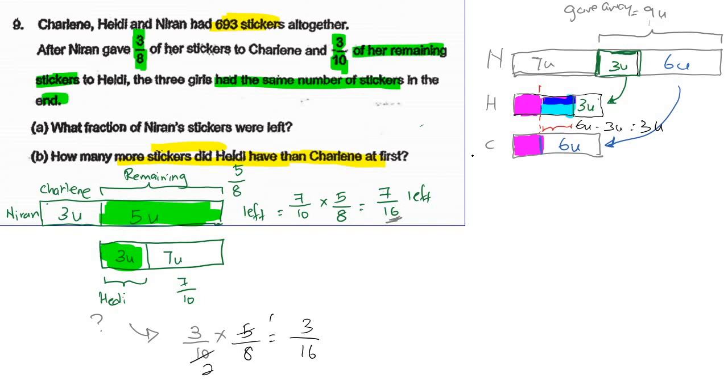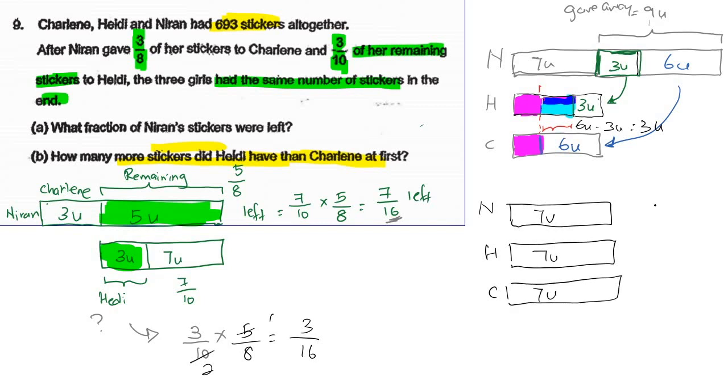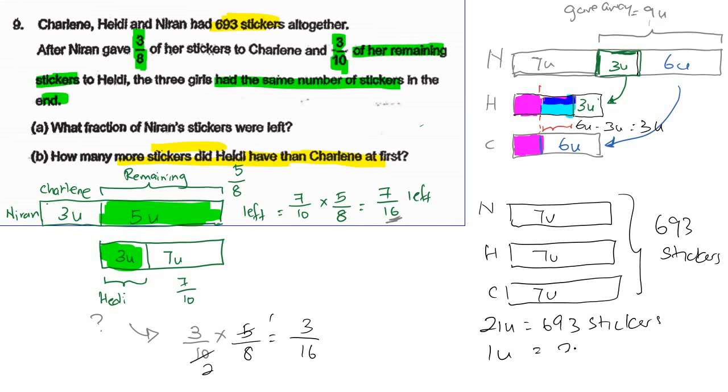But then another important thing that you know, right? Because they have the same number of stickers, which is, I draw this here, 7 unit. Hindi, 7 units. Charlene is also 7 units. So here all add up to how many? 693 stickers. If 7 times 3, 21 units equals 693 stickers, 1 unit will be equal to 33 stickers. Okay, this is the first thing I need to find.